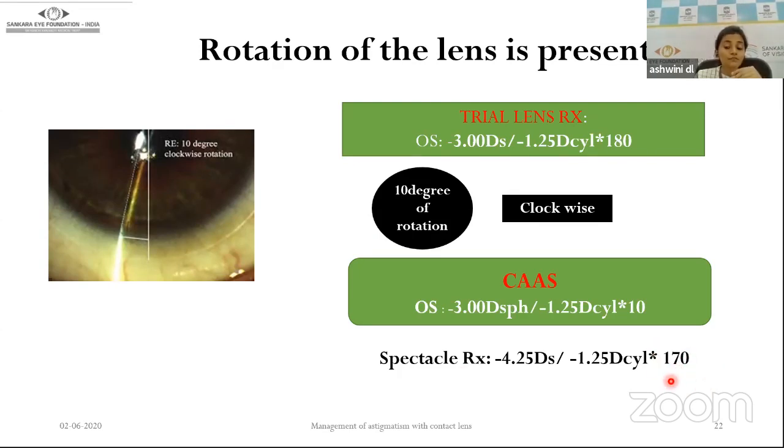Now if you are ordering the final contact lens for this particular prescription, when we fit the contact lens of this brand, you will see that the 10 degrees of rotation will be there, but the lens will settle in the original position, as per the prescription and the patient's requirement.